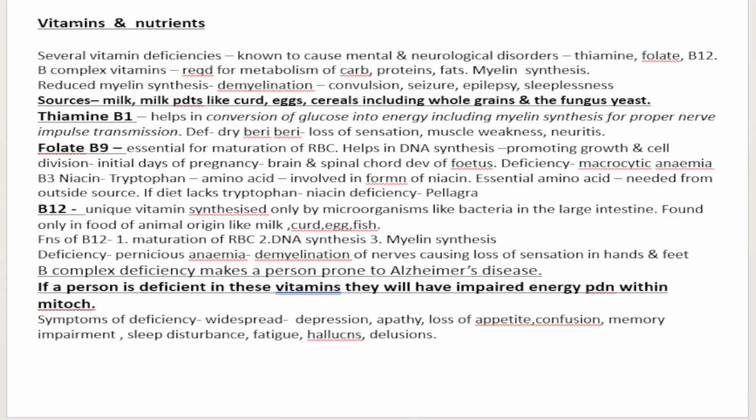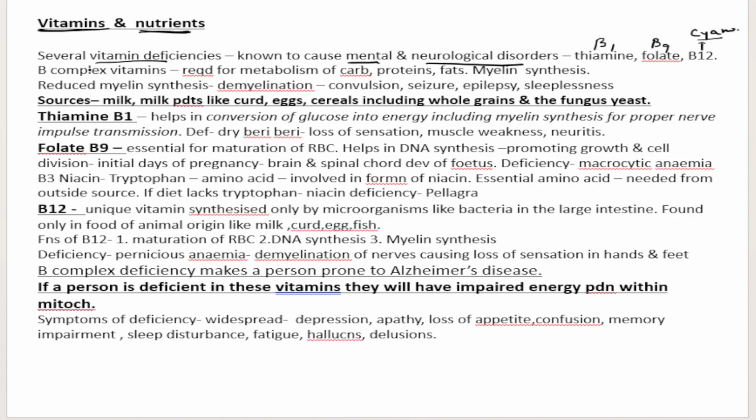Now about vitamins and nutrients. We know that vitamins play an important role in our metabolism, and other nutrients also play a very important role. Several vitamin deficiencies are known to cause mental and neurological disorders. Deficiency of vitamins like thiamine, that is vitamin B1, folate, that is vitamin B9, and B12, also known as cyanocobalamin.